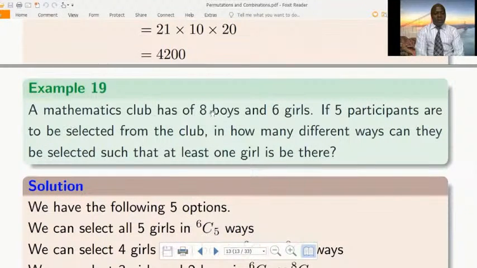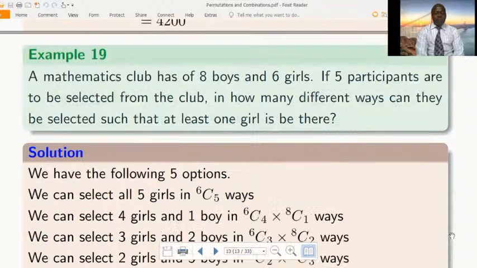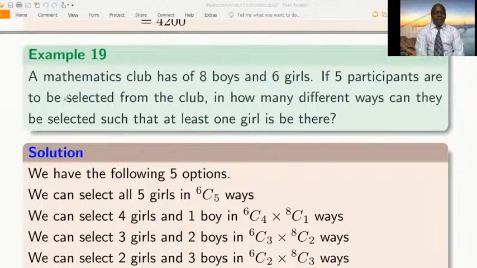Now let's look at this. A mathematics club has 8 boys and 6 girls. From the club, in how many different ways can 5 participants be selected, such that at least one girl is there? At least one girl. But we only want to choose 5 participants. So that means that the order here is not important. What we want is the groups. How many groups can we have, such that every group has at least one girl?